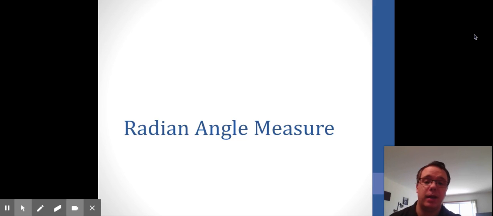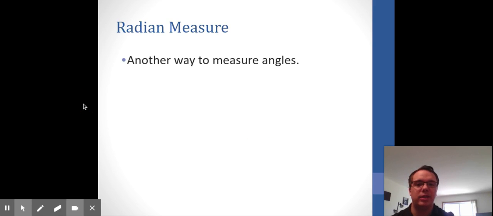We've been talking a little bit about trig and reducing radicals, and so we've been talking about functions with angles. So today we're going to talk about another way to measure angles. Instead of measuring angles in degrees and looking at a circle as 360 degrees, we can measure an angle in radians. So here's what radian measure is.